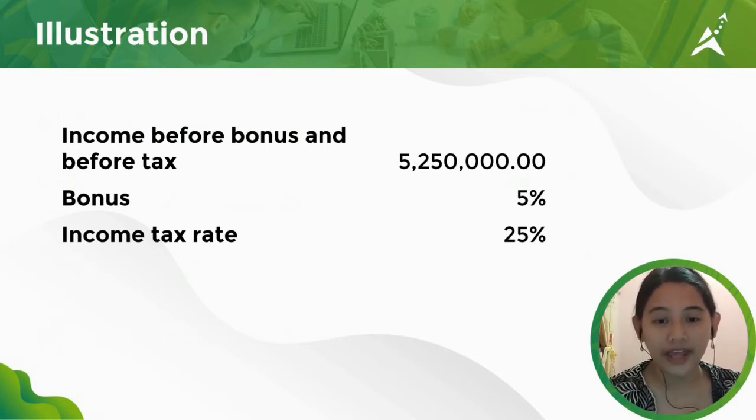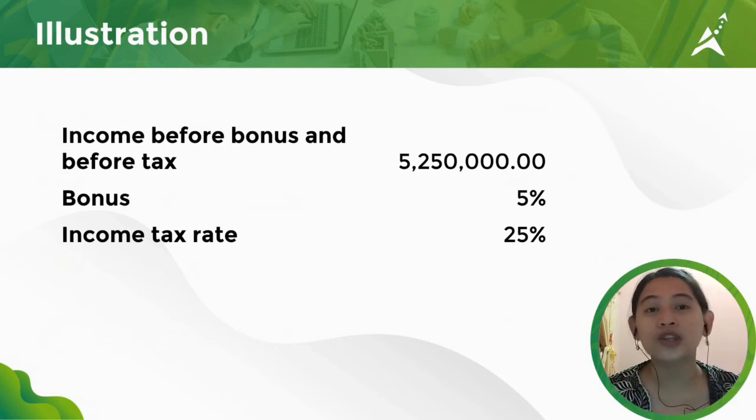So, our given: income before bonus and before tax is 5,250,000. So, this will be our net income. The bonus percentage is 5%. And the income tax rate that we have is 25%. So, for our four variations, this is also the given that we will use.